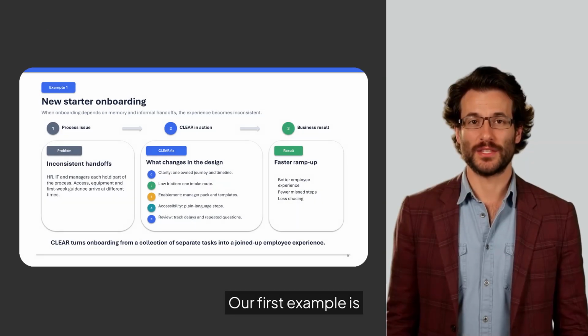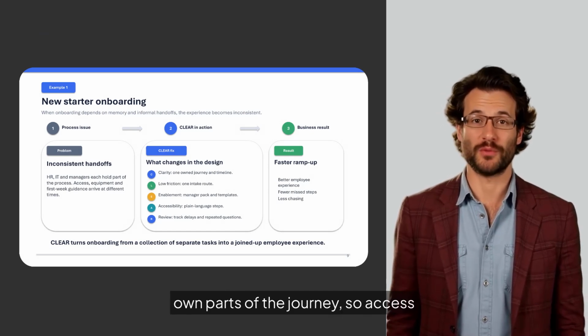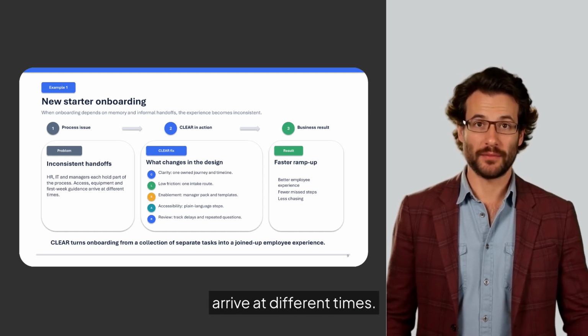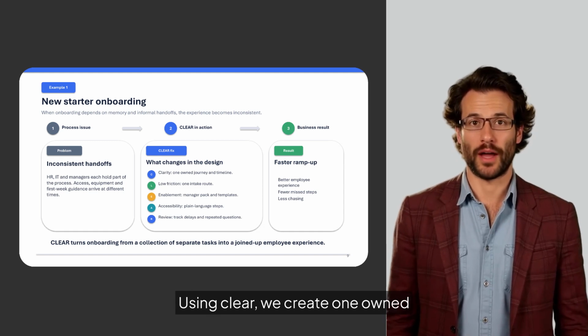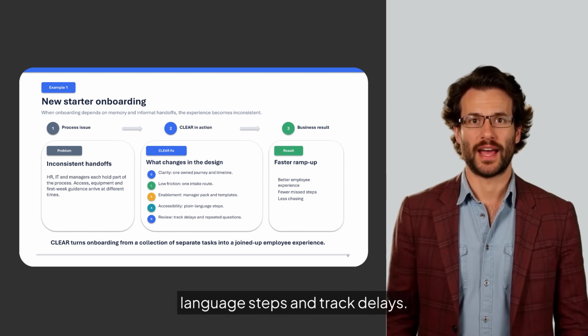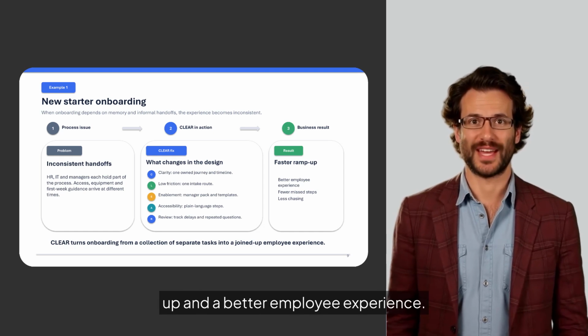Our first example is new starter onboarding. Today, HR, IT, and managers each own parts of the journey, so access, equipment, and guidance arrive at different times. Using CLEAR, we create one owned journey and intake route, provide manager packs and plain language steps, and track delays. The result is faster ramp-up and a better employee experience.